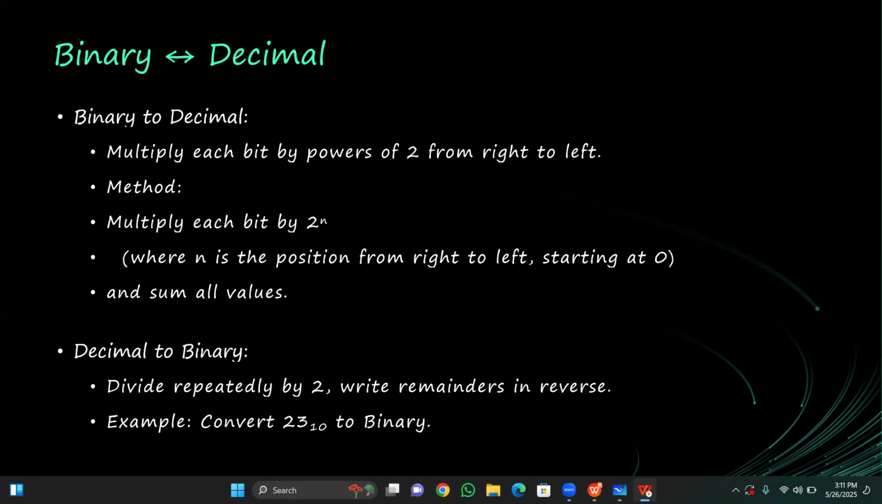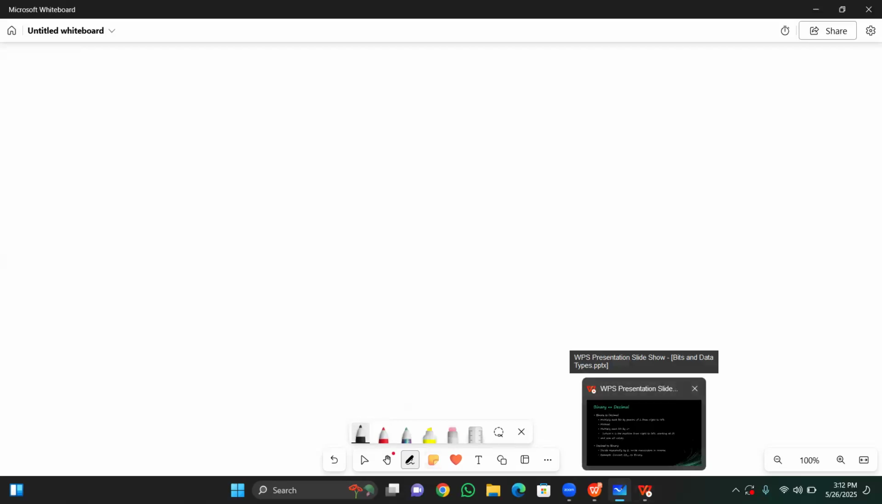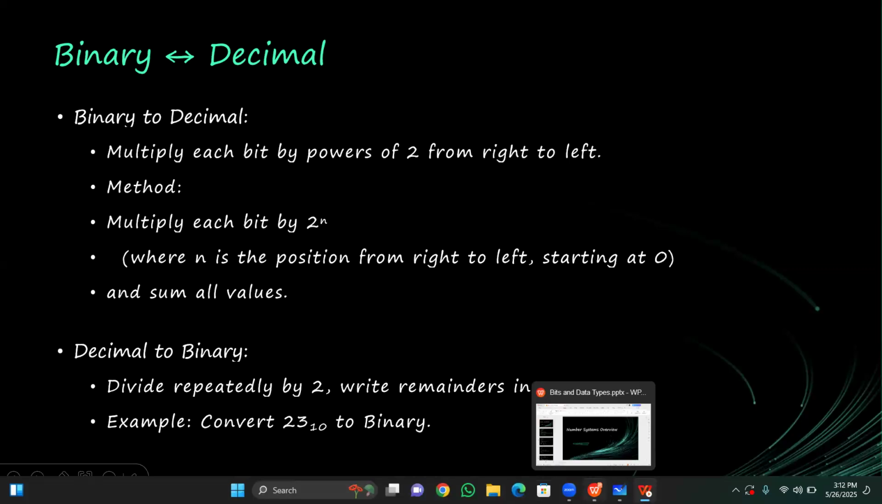Let us also convert 23 and see what we get. I couldn't find where the error is coming from. Let's try 23. We'll convert it to binary, and then convert it back to decimal. So we'll have 23.